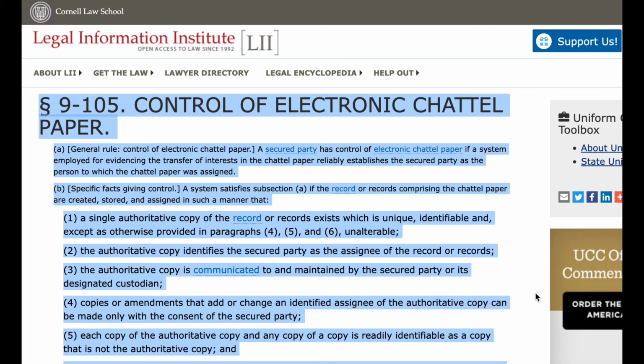A secured party has control of electronic chattel paper if a system employed for evidencing the transfer of interest in the chattel paper reliably establishes the secured party as the person to which the chattel paper was assigned. B. Specific facts giving control.